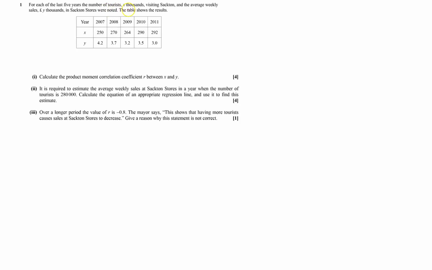Each of the files here is a number of tourists, x thousands, so that is tourists, and it's in thousands. And the average weekly sales, so that's sales, also in £1,000, is y. Results for things. Calculate the product moment correlation coefficient R between x and y.